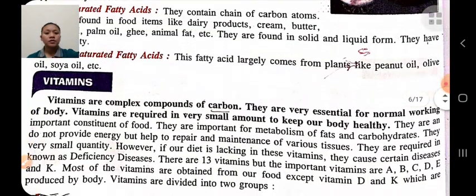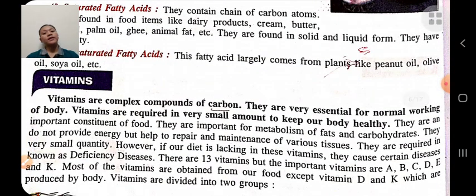Next, let's discuss vitamins. Vitamins and minerals are a defensive food. Vitamins help to improve our immune system. Therefore, they protect us from various diseases, etc. We should take vitamins in a small amount.